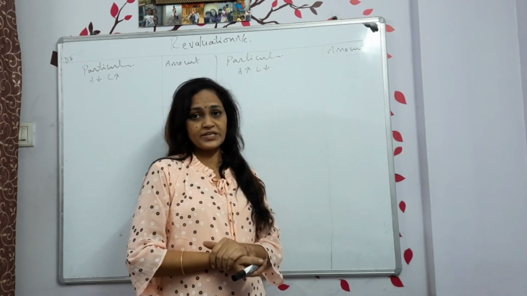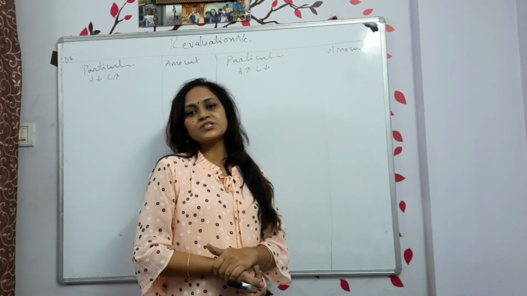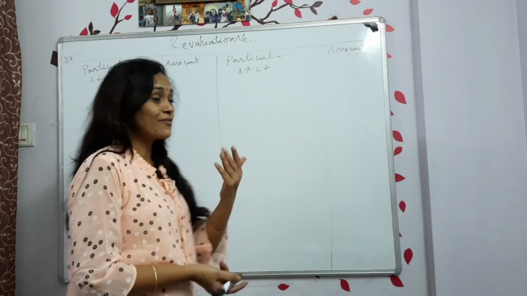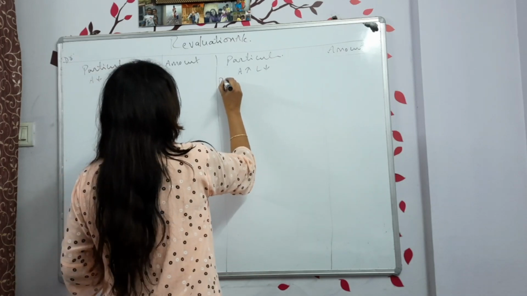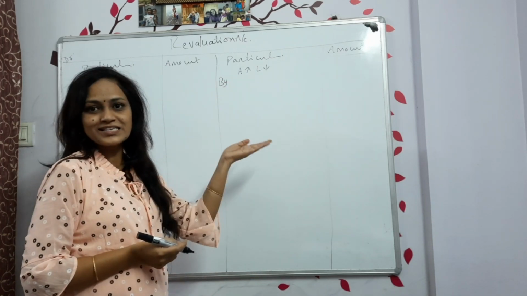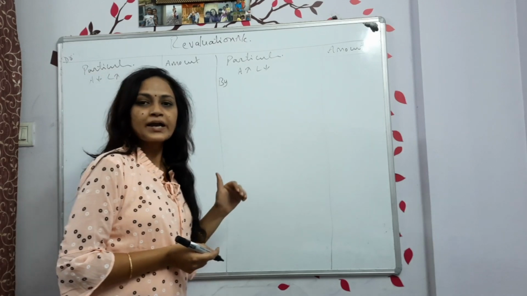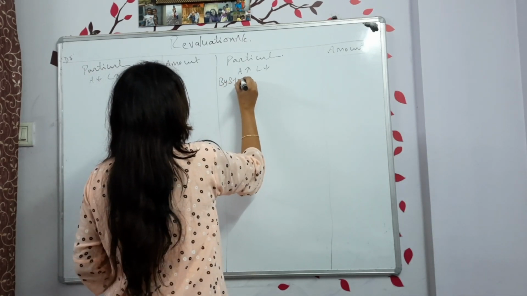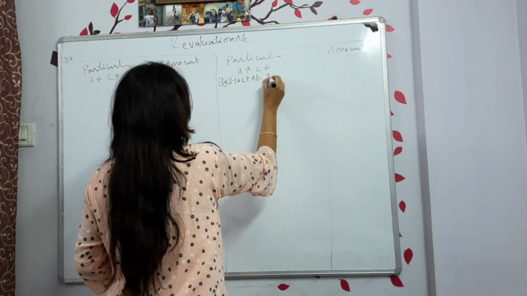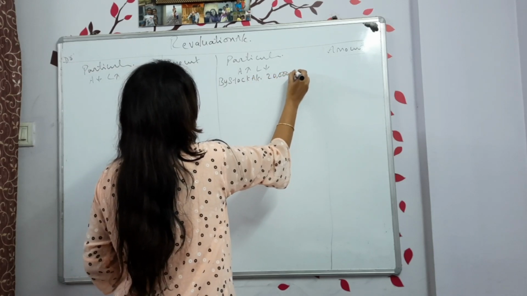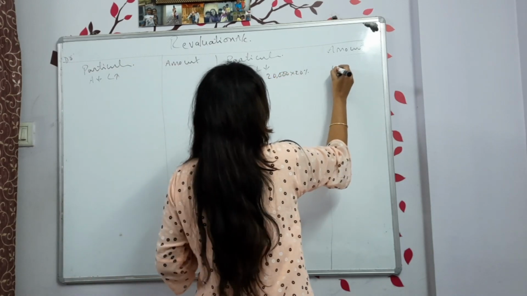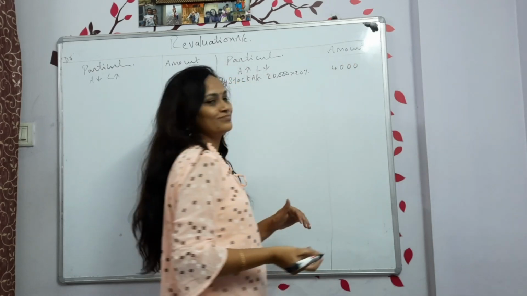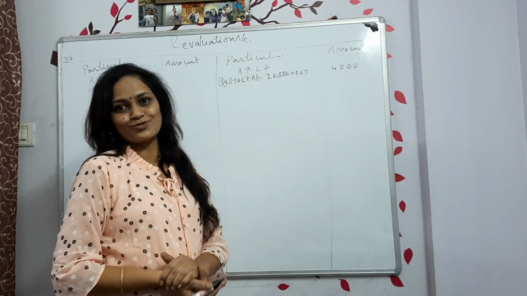What is the first adjustment? Stock is appreciated by 20%. What is the value of stock? Appreciated means asset value increased. Stock is an asset and that asset value increased. So, by stock account, what is the amount? 20,000. On that 20%, how much you will get? 4,000. The amount is 4,000.